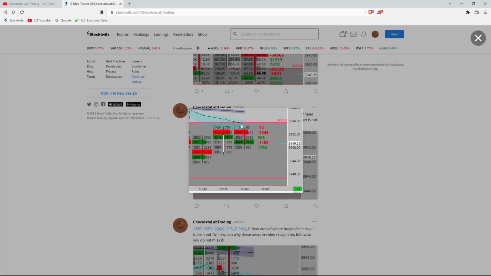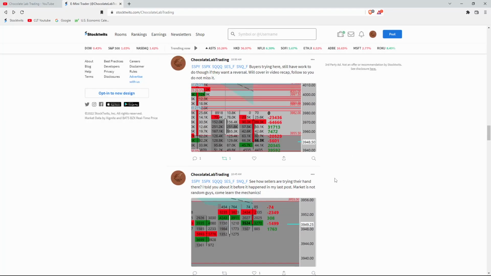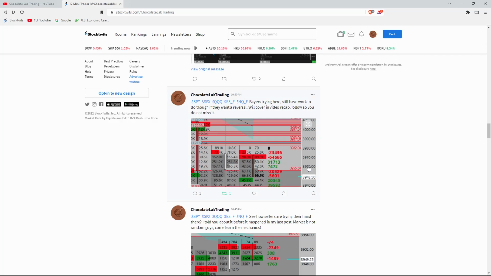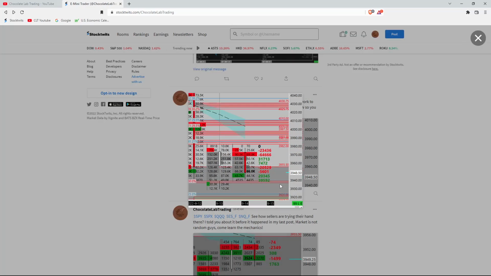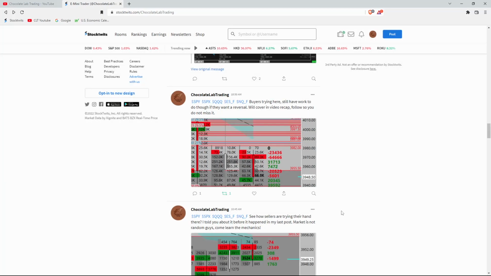And we saw sellers jumping in at the 55 area, pictured here, trying to make a trend. See the moving average on the 5? They are trying to trend down. Buyers trying here still have work to do though if they want a reversal. They were trying at the midline, some exhaustion, a good amount of exhaustion, but these volume nodes are not nearly big enough for a reversal.